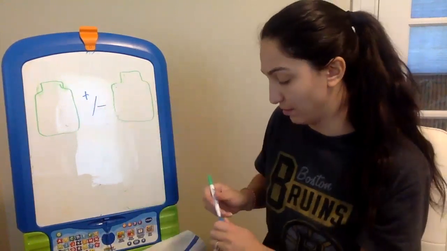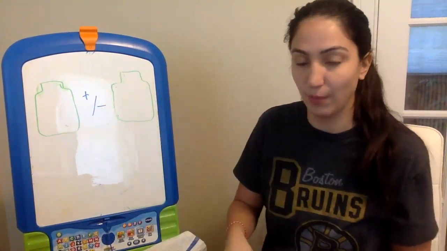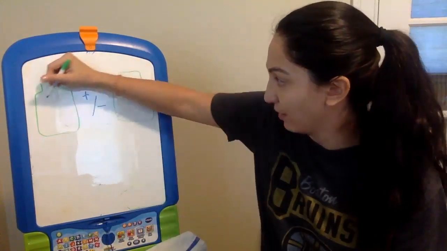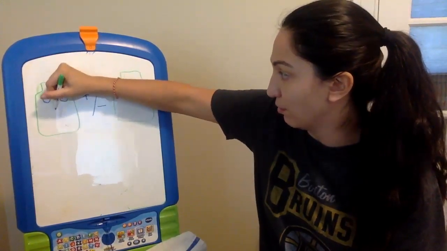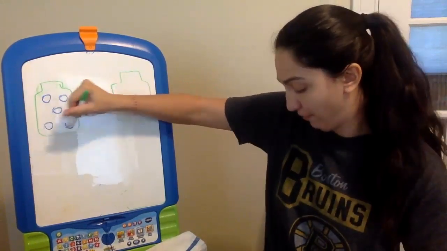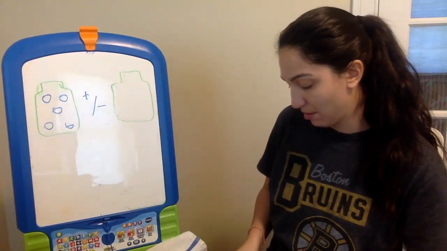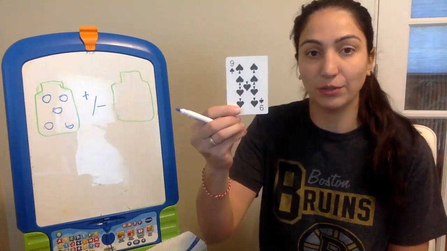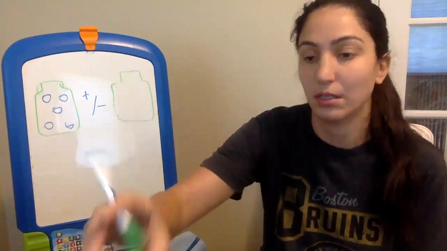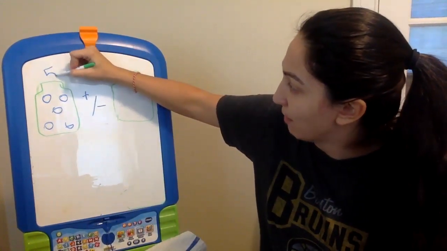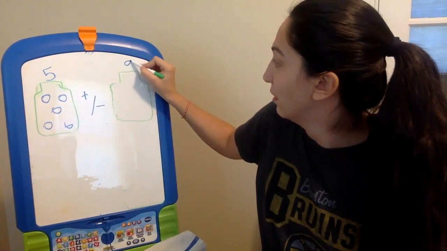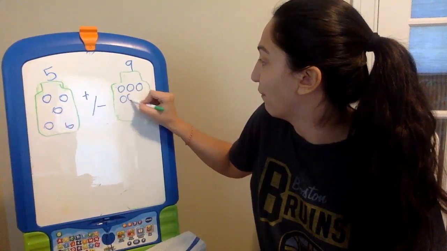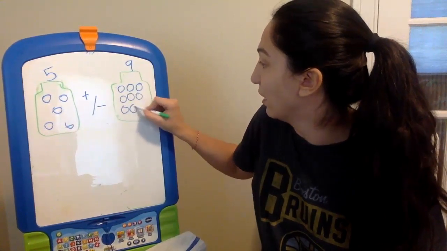Am I adding or am I subtracting? So the number that I'm starting with is 5. We really like to use the same numbers over again. So 1, 2, 3, 4, 5. And the number that I'm getting to is 9. So I'm just going to actually write these on top. 5, 9. 1, 2, 3, 4, 5, 6, 7, 8, 9.